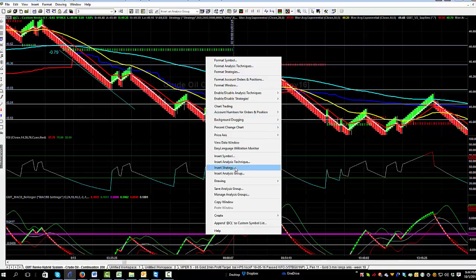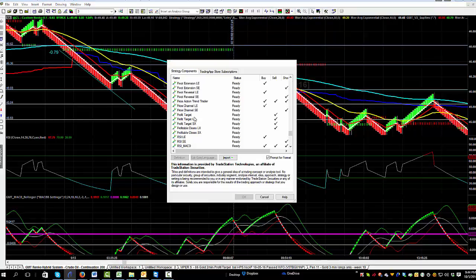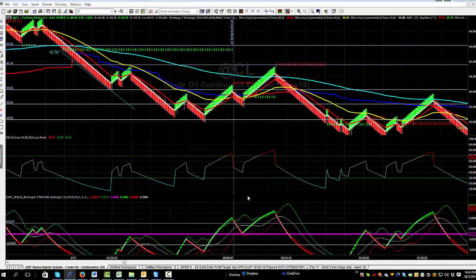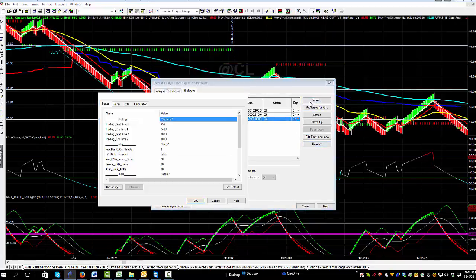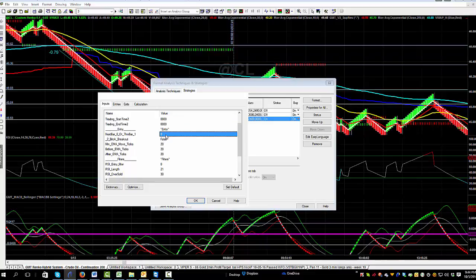So if I go into my strategy here, I insert strategy. I'm going to insert the GMT Renko 200. There it is there. All right, that's my system there. Let me get rid of that one here for a sec. Go OK. So I've got my start time, end time. I have my next bar on open, so we have to have that set at 1, don't we? I have to have my minimum move in ticks. That's from my 200 period. I've got before the EMA ticks and then after.